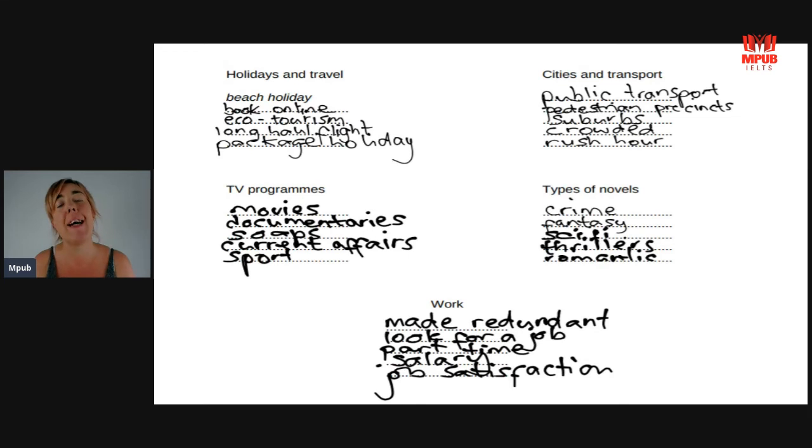And finally, a package holiday. A package holiday is a holiday where you pay a price and everything is included. Transport, accommodation, sometimes food, sometimes drinks, okay? So it means when you arrive, you can just relax, okay? Then we've got cities and transport, public transport, trains, buses, trams, taxis. Pedestrian precincts. Pedestrians are people who are walking, okay?